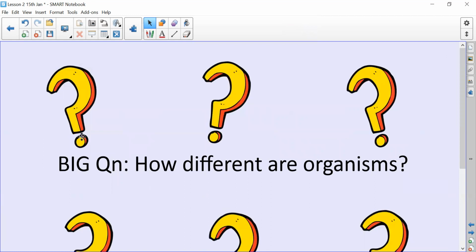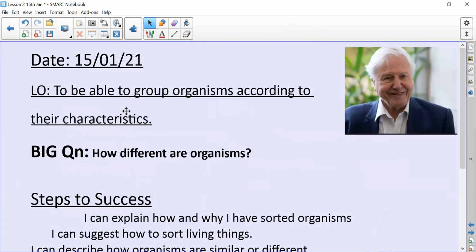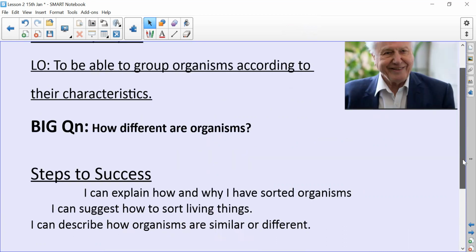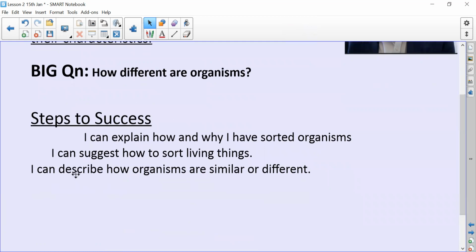Okay, so our big question this week: how different are organisms? Our learning objective is to be able to group organisms according to their characteristics. To be successful in this lesson, we will be able to describe how organisms are similar or different, suggest how to sort living things, another name for organisms, and explain how and why I have sorted organisms or living things.